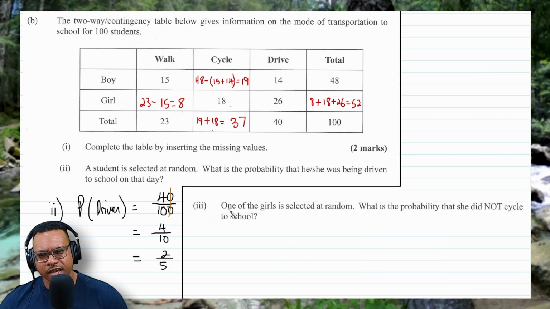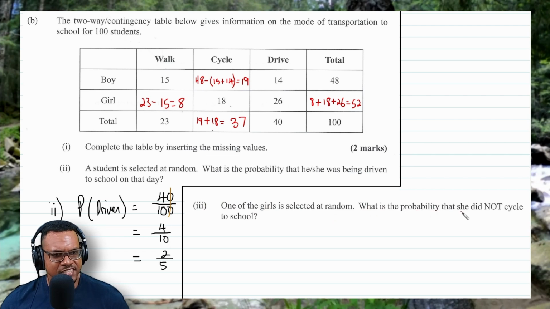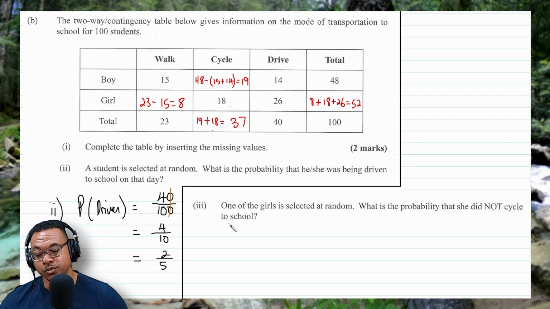So now for part 3, we have one of the girls is selected at random. What is the probability that she did not cycle to school? All right, so we have 18 girls that cycle to school, and the total amount of girls is 52. So the probability of a girl cycling to school is 18 out of 52. So first I'm going to do that.